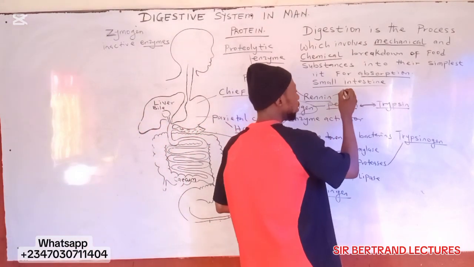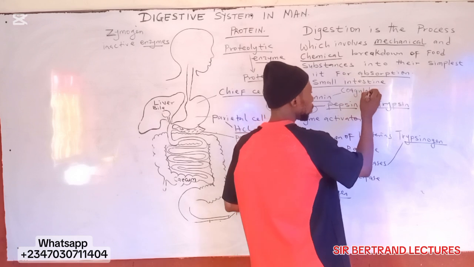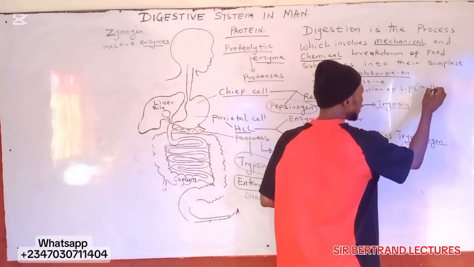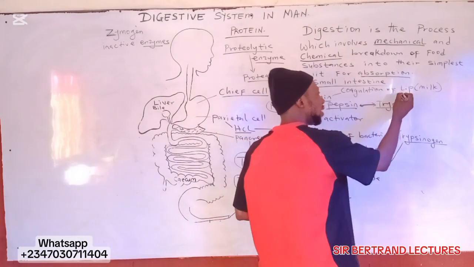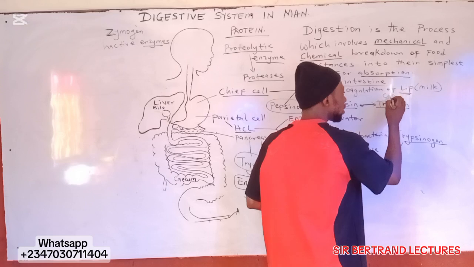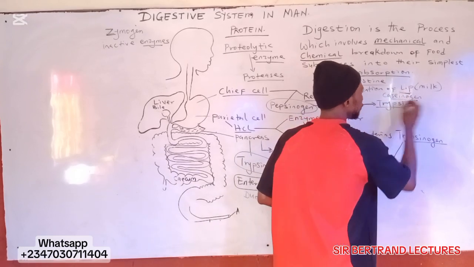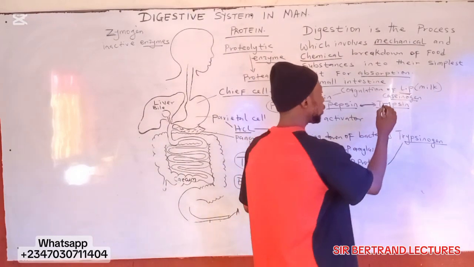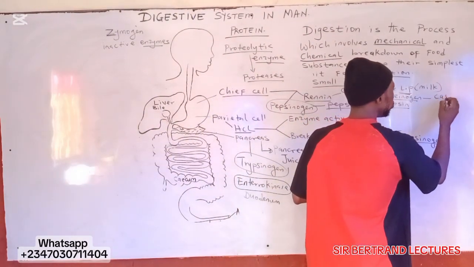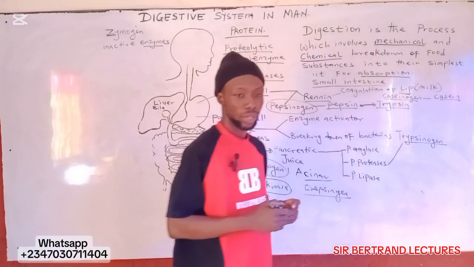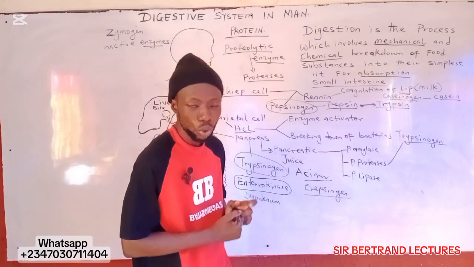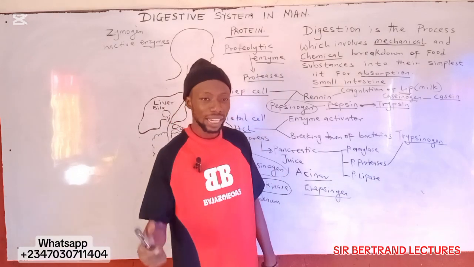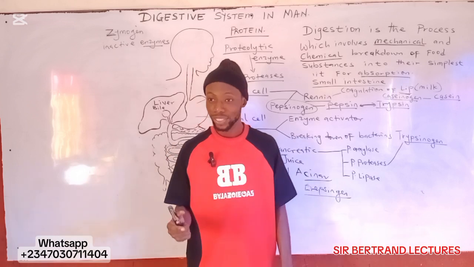Its effect is known as coagulation of liquid protein, which is known as milk. And this liquid protein here is known as caseinogen. When renin acts on this liquid protein, it converts caseinogen to casein. Renin converts caseinogen to casein, or you can say it coagulates caseinogen into casein. Do you understand?